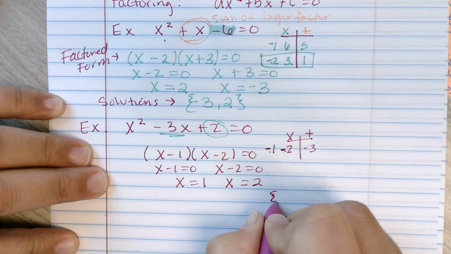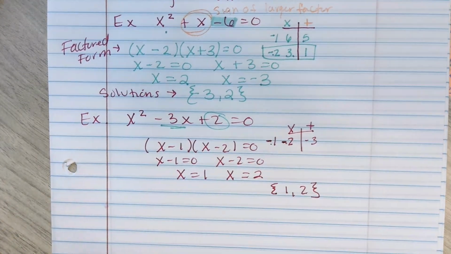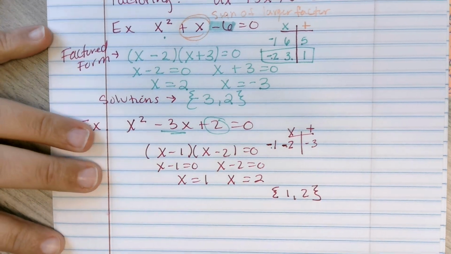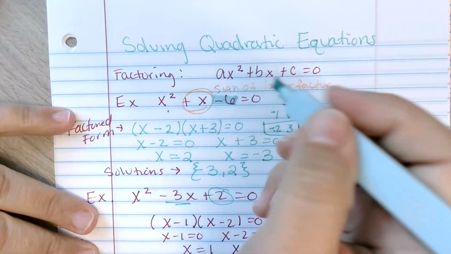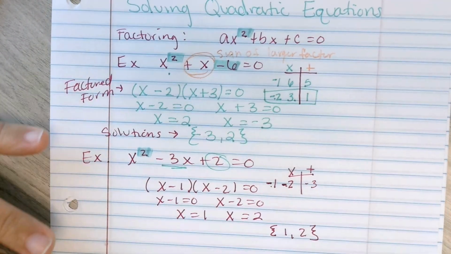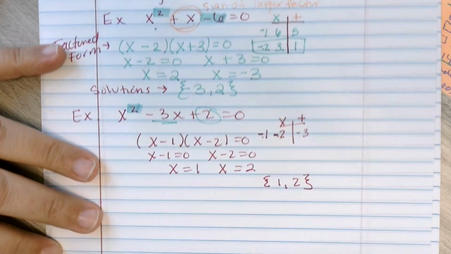We can have at most 2 solutions. So you can have no solution, 1 solution, or 2 solutions. And in both of these, we got 2 solutions. And that happens because the squared on the quadratic equation tells us how many solutions that we can have. So we can have at most 2.